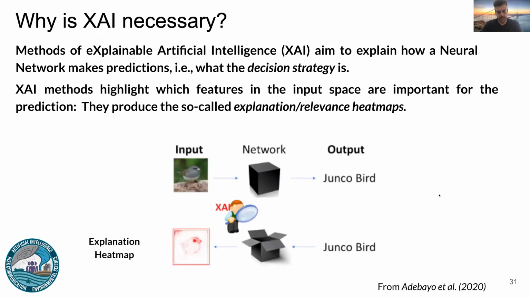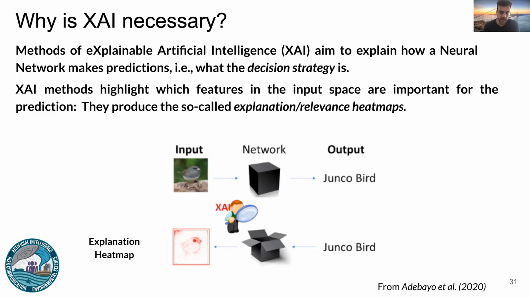So here is a simple example, and I'm using an example from an image classification task, so everything is understandable to everyone. What we have here is that we have trained a neural network to classify images of different animals. And in this specific example, we have an image of a junco bird. Now, the network has correctly classified this picture as a picture that shows a junco bird. But then the question is, how did it do it?